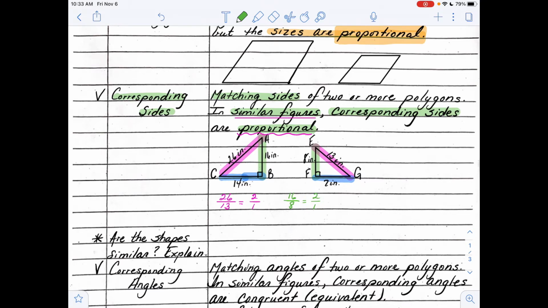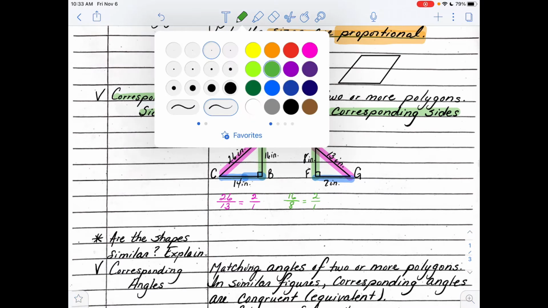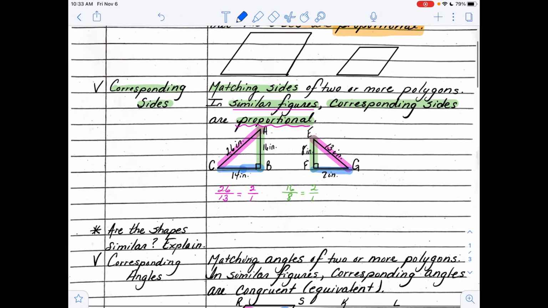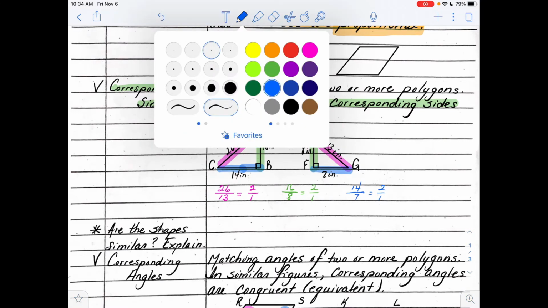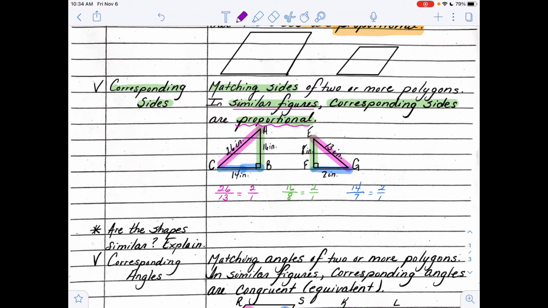But that's only 2 of the corresponding sides. I need all corresponding sides to be proportional. So let's look at the blue one. BC was 14. It would lay directly on top of FG, which was 7. And when I reduce it, I get 2 over 1. That shows me that each one of these corresponding sides, no matter which side I pick, comes up with the exact same ratio, which means they are proportional.